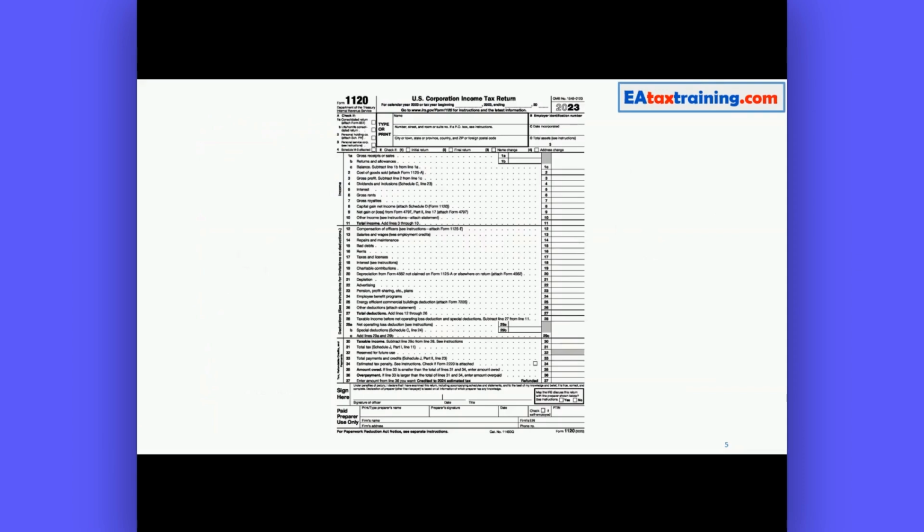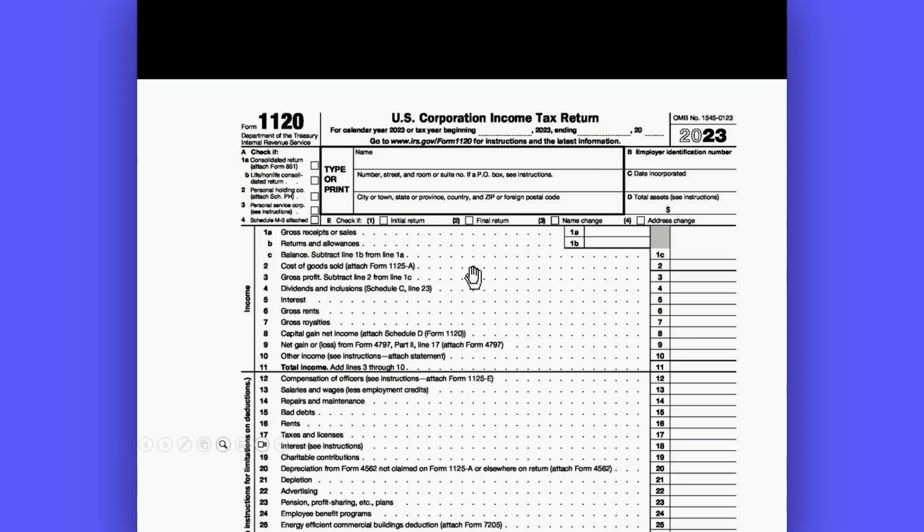This is page 1 of the 1120. And it is several pages long. We'll look at a few of the other schedules later, but we're not going to look at the entire form in this video. So, of course, you're going to want to get that and look through it and be familiar with it. But it starts at the top with the fiscal year.